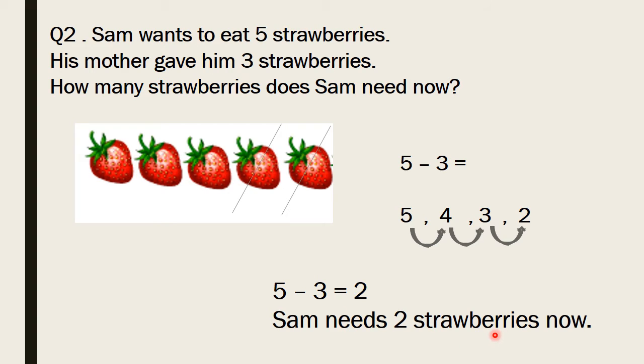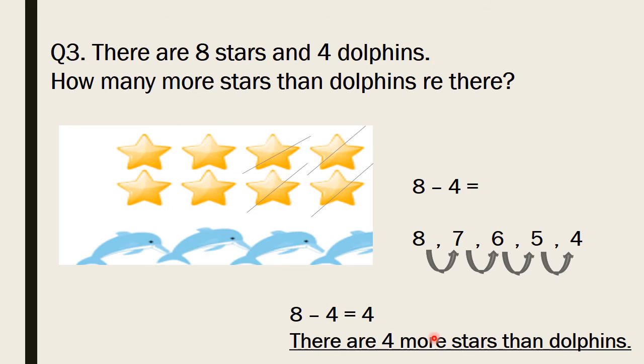It's not important that in the word problem the word left is always given. The question may be a little bit tricky, it may be a little bit different, but you have to understand it and then solve it. So 5 minus 3 is 2. I can use the picture, or you can just open 5 fingers and close 3 fingers. So how many fingers are still open? 2 fingers are still open. That means my answer is 2. You can also use the counting back method. You start from 5 and you count back in steps of 3. So 5 minus 1 is 4, minus 1 is 3, minus 1 is 2. So my answer is 2. 5 minus 3 equals 2. Sam needs 2 strawberries now.